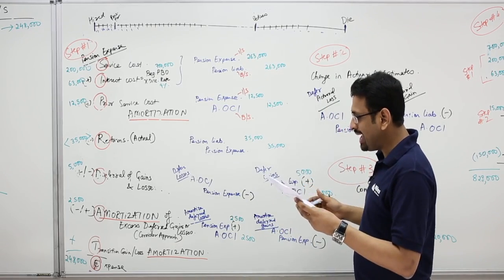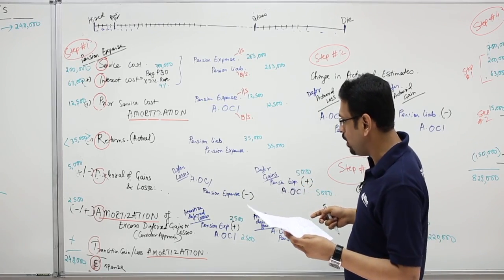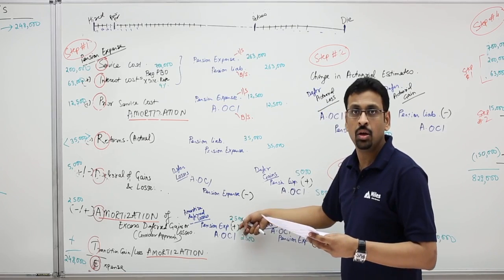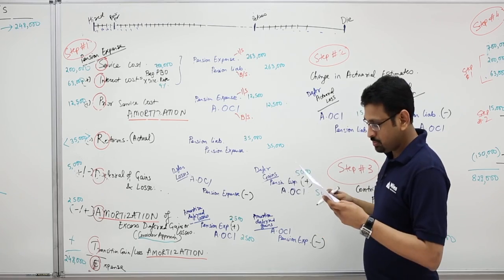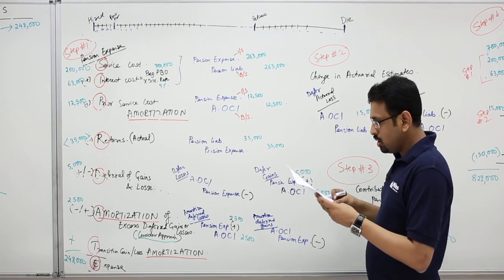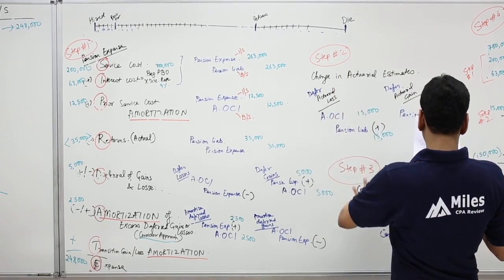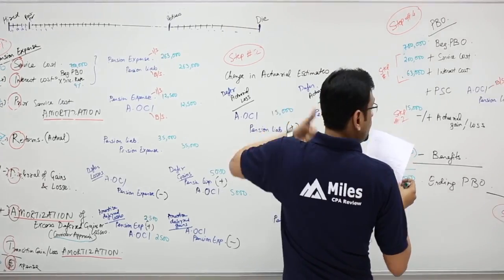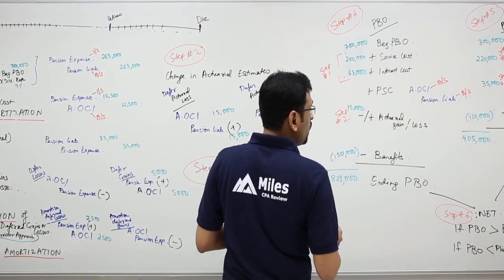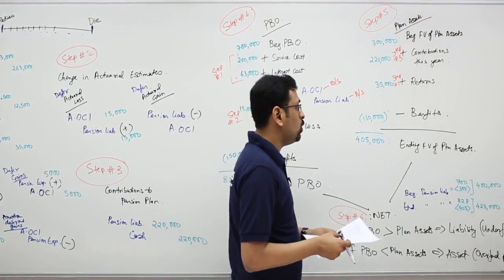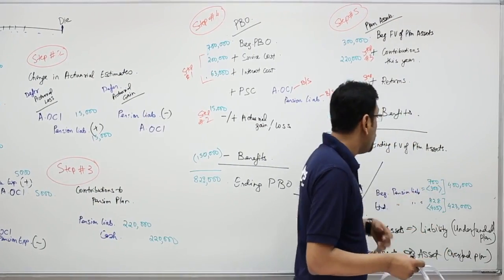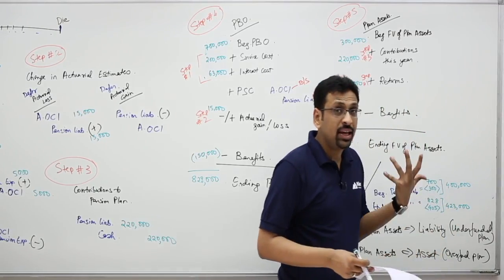We have amortized excess deferred loss, $2,500. This was the corridor approach. So step 2 we've already done, step 3 we're done, 4, 5 done, step 6 we're good to go. Now looking at step 6, we have the beginning pension liability of $400,000. Now that became $423,000 at the end of the year.